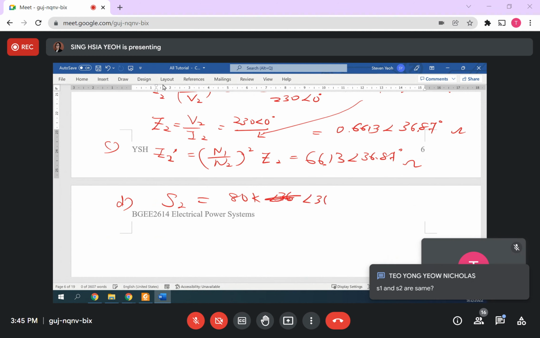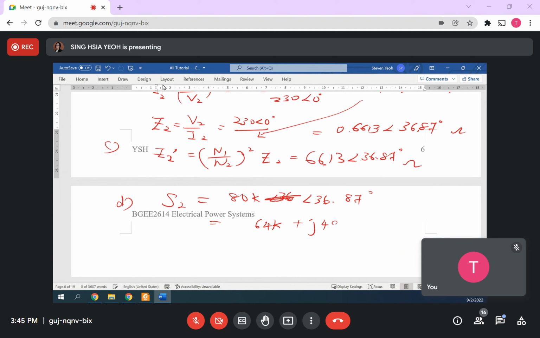Angle 36.87 degree. Then you change it to rectangular format. We are going to get 64K plus J 48K. Then this one will be P, 48 will be Q.